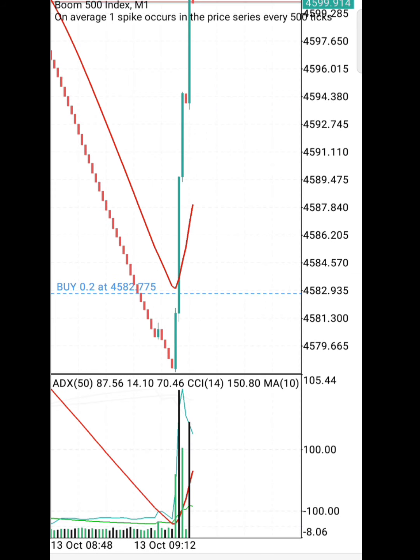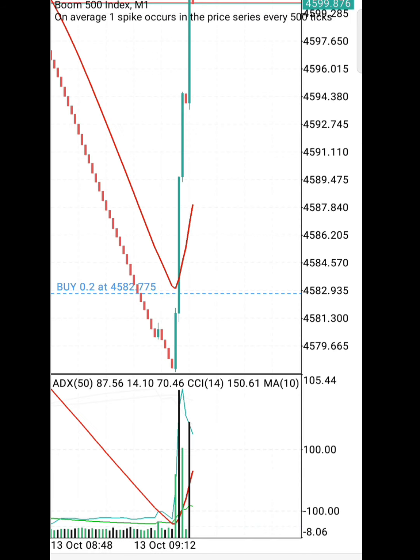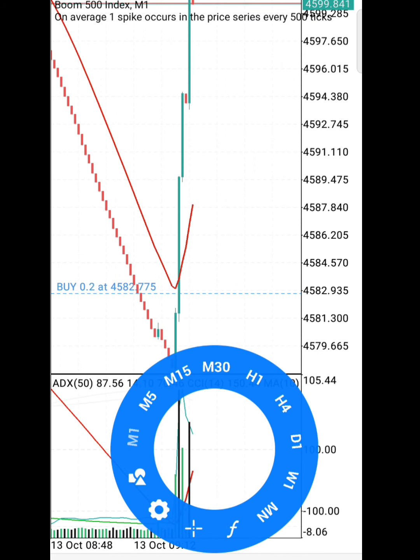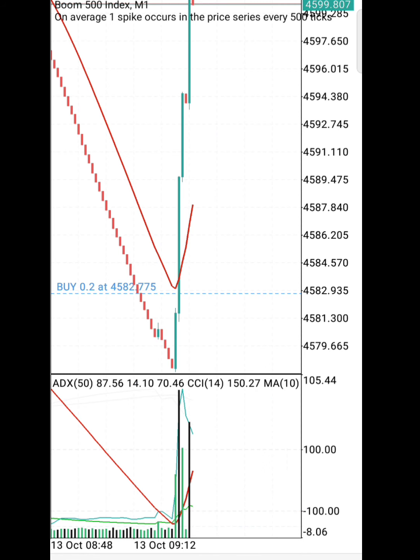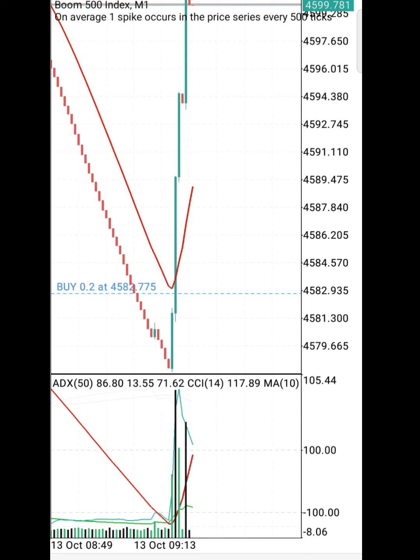So guys, you can see the strategy is doing fine. It's working for crash and boom. Exactly, it's working fine. So look at my analysis, guys. Let me just show you how I place this trade for the boom 500. First of all, look at what I did.